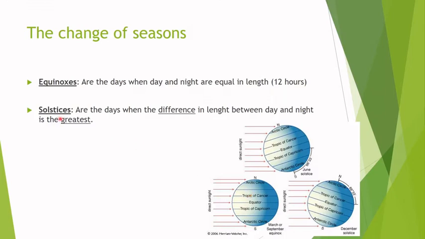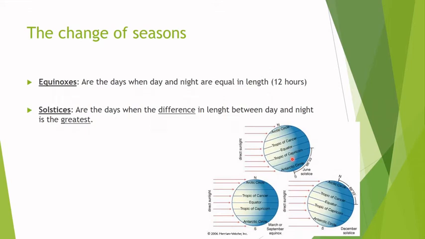Then we've got the solstice. Usually the equinoxes, you don't have a lot of trouble to understand what they are. You usually find more trouble understanding the solstice. The solstice is when the difference in length between day and night is the greatest. What does that mean? It means that it's gonna be the longest day and the shortest night, or the opposite, the shortest day and the longest night. And that's when the angle of the Earth in respect to the sunlight is bigger.